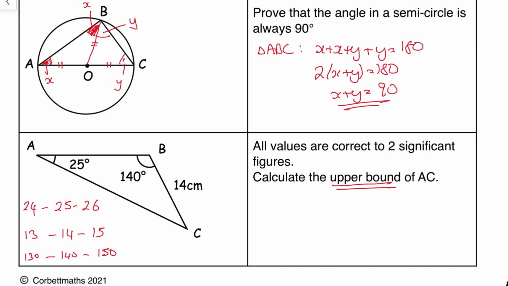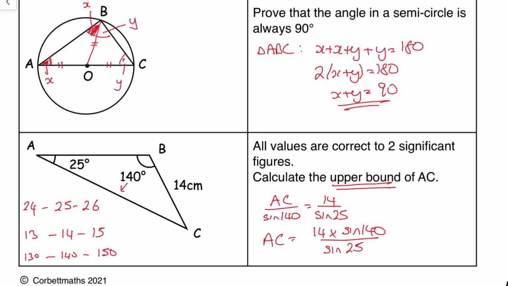Then it says, calculate the upper bound of AC. So AC is opposite 140. So AC over, I'm going to write 140, but I'll use the bound in a second, AC over sine 140 is equal to 14 over sine 25. Which means the formula that I need is AC is equal to 14 times sine 140 divided by sine of 25. Now, I need to think carefully about whether I want this to be an upper number or lower. I want the upper bound of AC.